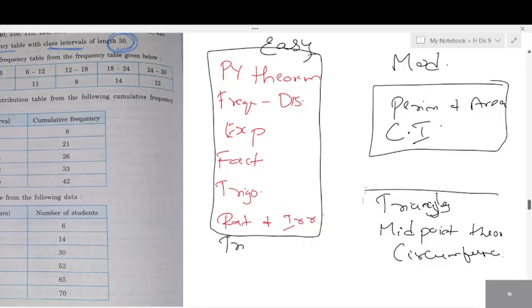Okay, so make a note of this, or just remember the easy topics. Go through all of these topics. So frequency distribution, expansion, factorization, trigonometry, rational and irrational. Pythagoras theorem. Perimeter and area is also fine. Few questions are easy. The tough part is midpoint theorem and circumference. Especially circumference. Circumference is a very tough chapter.